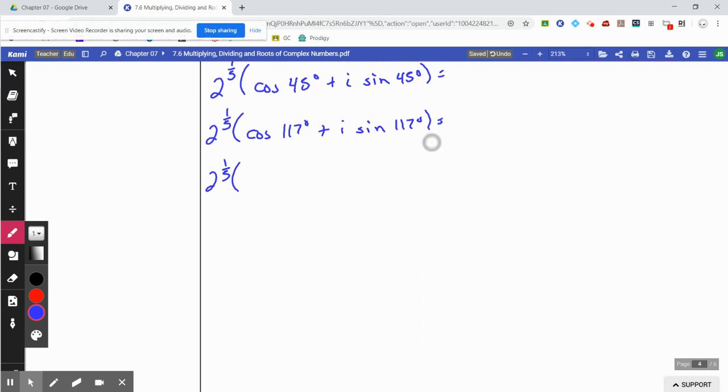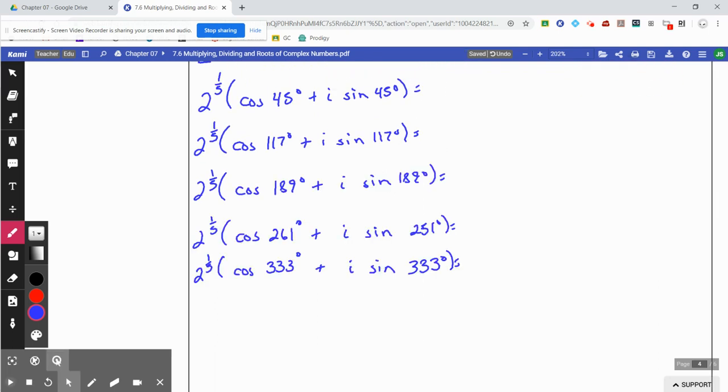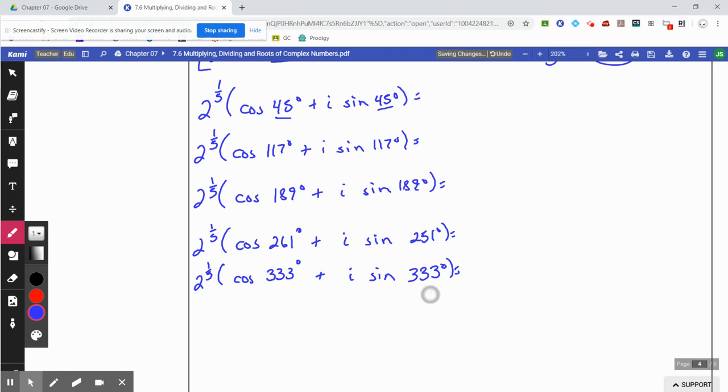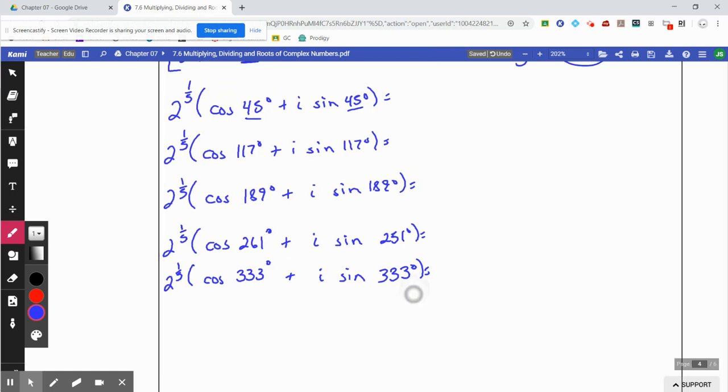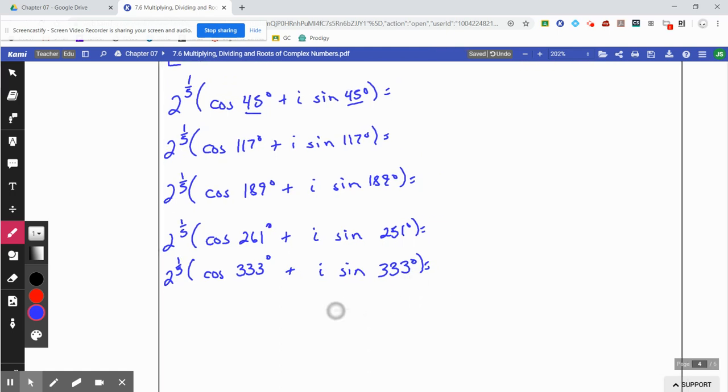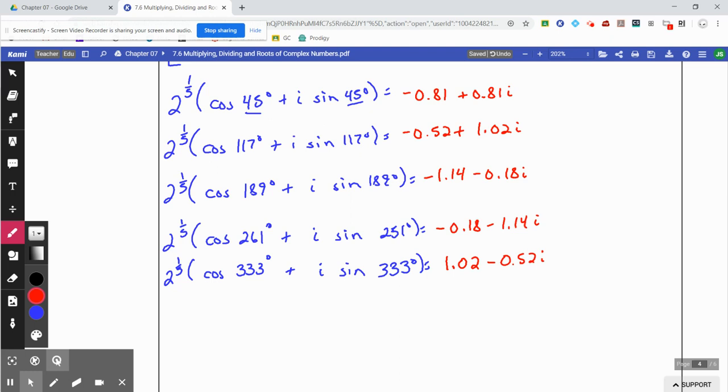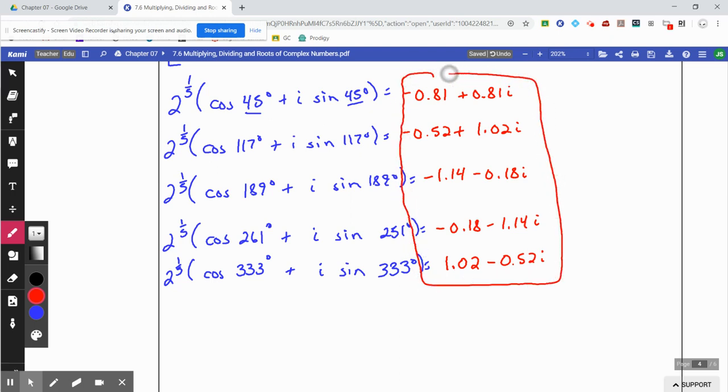And here is what you're going to get for the rest of them. And it turns out that the only one that we actually know is this cosine and sine of 45. So the rest of them are going to be ugly decimal answers. So let's just go ahead and type everything into our calculators. And here are going to be the 5 roots of this complex number. And you do see a little bit of symmetry on those answers, not a ton, but there are your 5 roots.